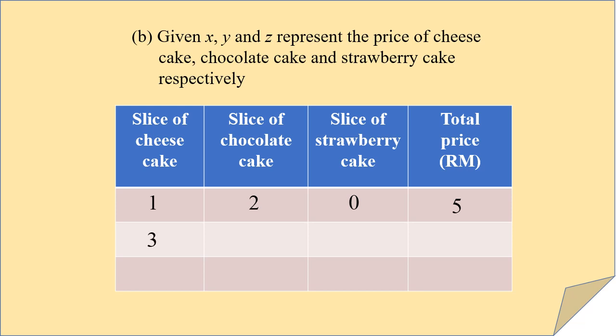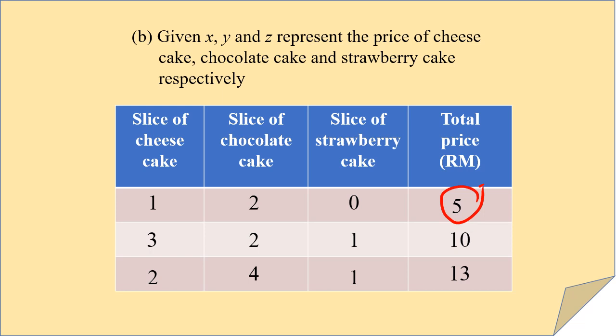And then for the next one, 3 cheesecake, 2 chocolate cake and 1 strawberry cake. The total price is 10 ringgit. And the third one is 2 cheesecake with 4 chocolate cake and 1 strawberry cake with a total price of 13 ringgit. So to find this total price, we need to know the price of every slice of cake.